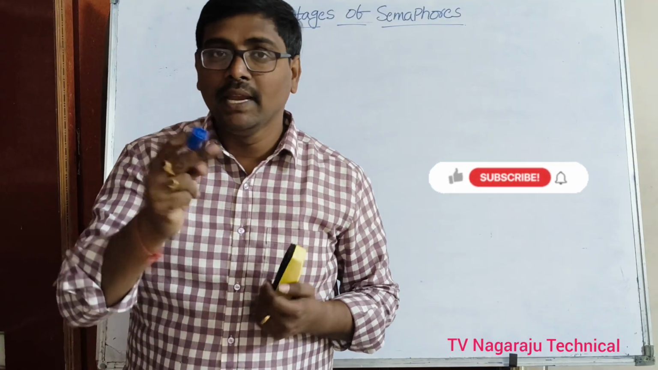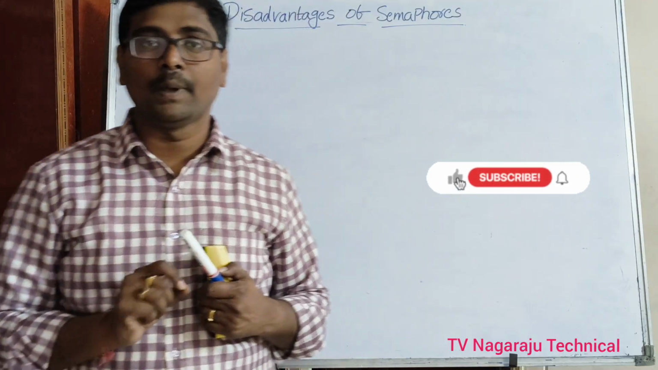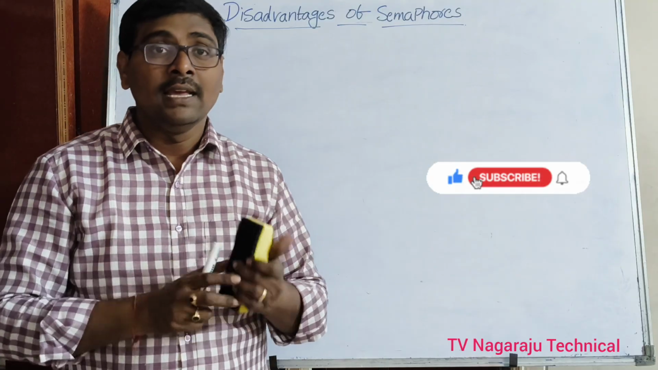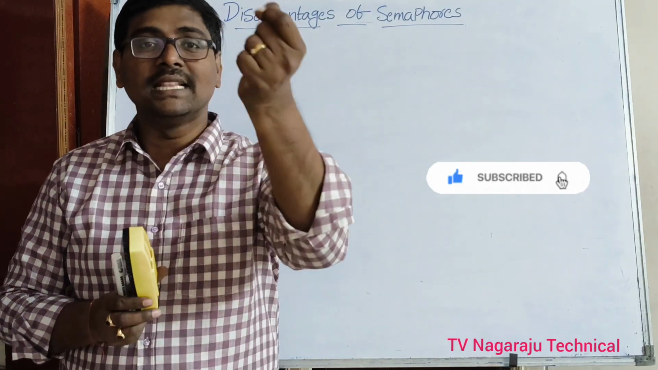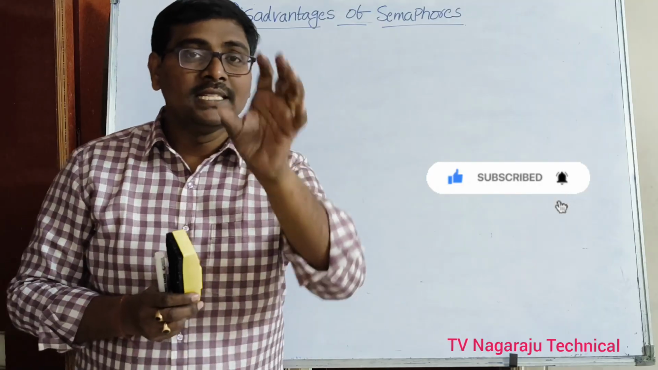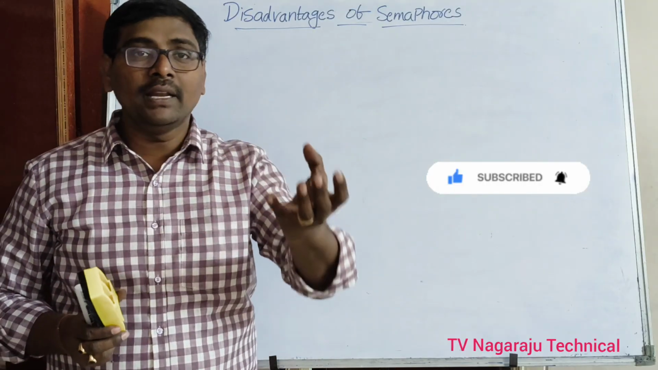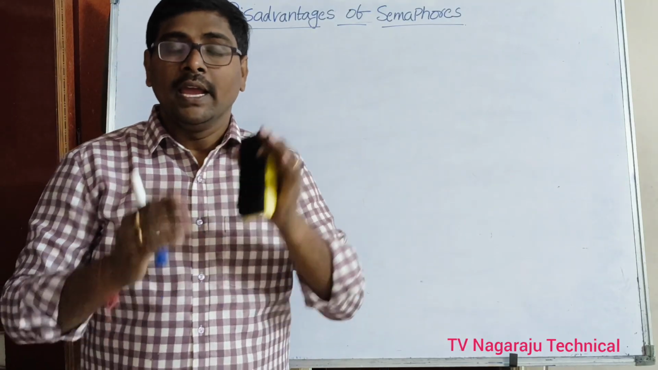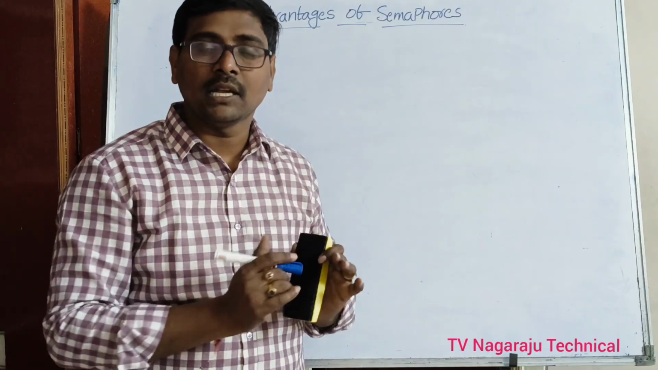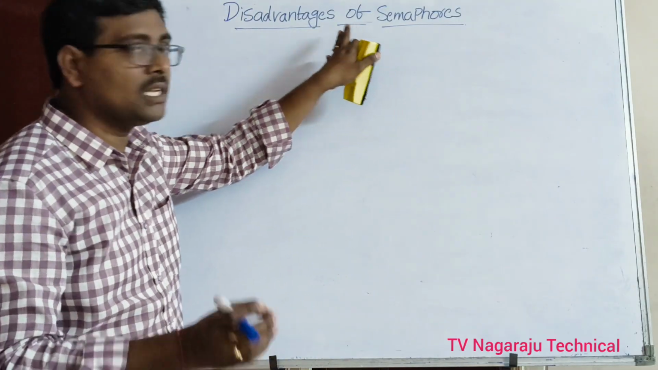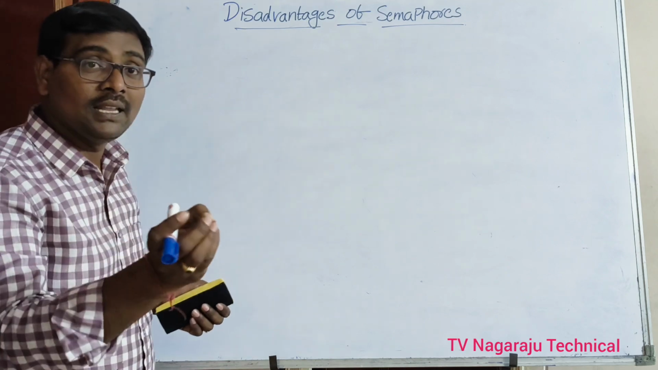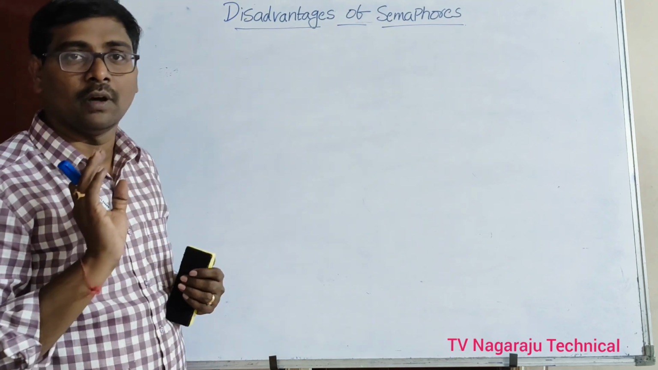So, Semaphore mainly consists of two atomic operations, wait and signal. The wait is used to test whether any process is in the critical section or not. Signal is used to increment the value of the semaphore. Anyway, while implementing the semaphore, we are facing some disadvantages. Now, in this session, we will discuss what are the disadvantages of semaphore.